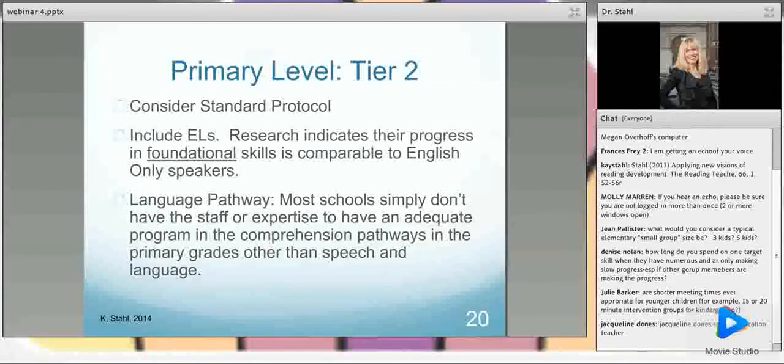I recommend in Tier 2 in the primary grades that you consider a standard protocol because most schools simply do not have the resources to provide problem-solving support at Tier 2. And that way you can have teachers who may not be reading specialists or may not be special ed teachers with explicit diagnostic training in reading to still meet the needs, because primarily they're going to be the needs of those foundational skills, which are, as my husband always liked to say, that's not the rocket science related to reading.